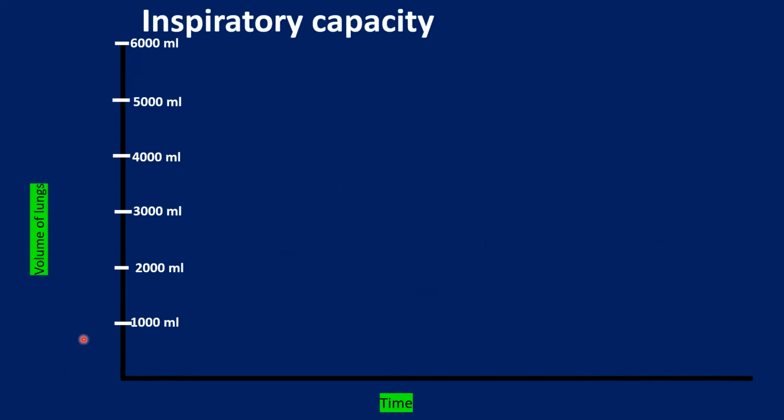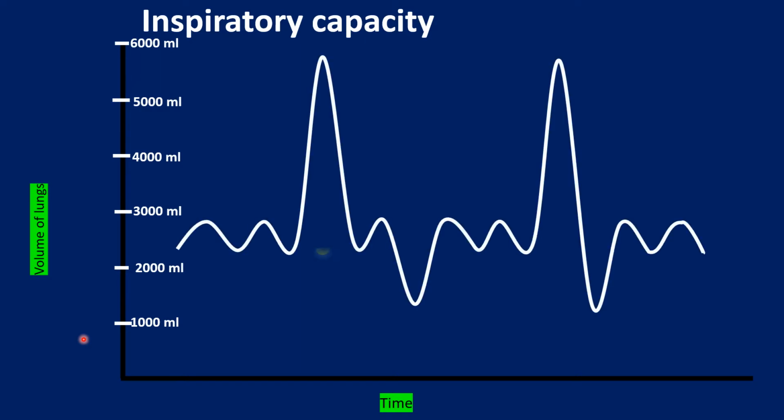Inspiratory capacity. We will see again what it is in this spirogram. So this is the inspiratory capacity. It means the total amount of air that can be inspired with the fullest effort. The total amount of air that can be inspired with the fullest effort is the inspiratory capacity. We can calculate inspiratory capacity and other lung capacities with the help of the lung volumes that we just studied.